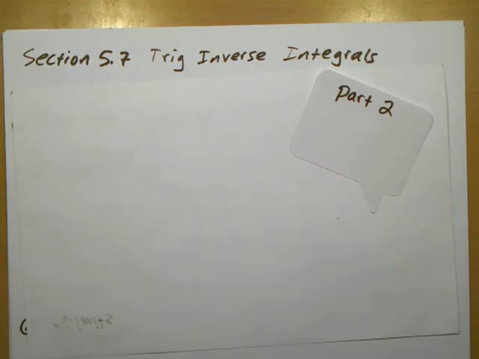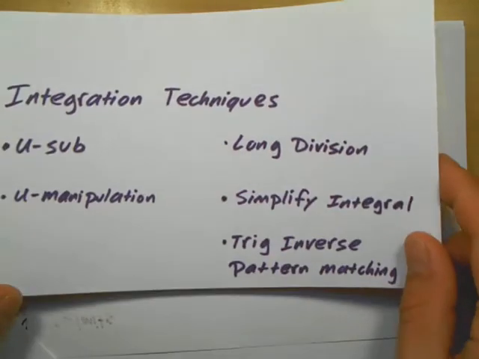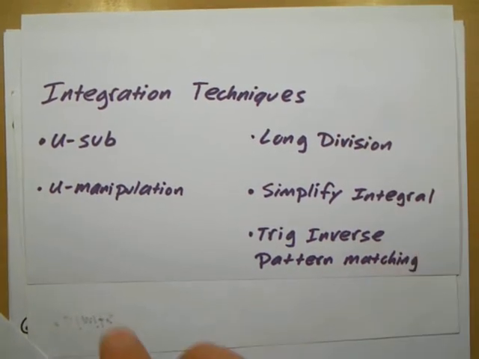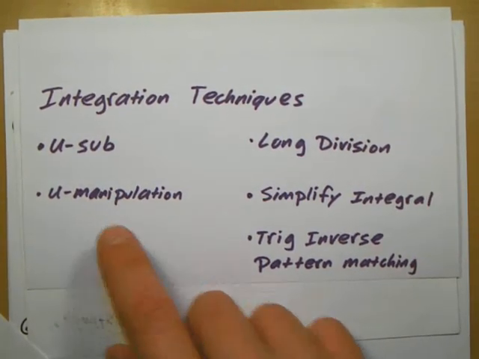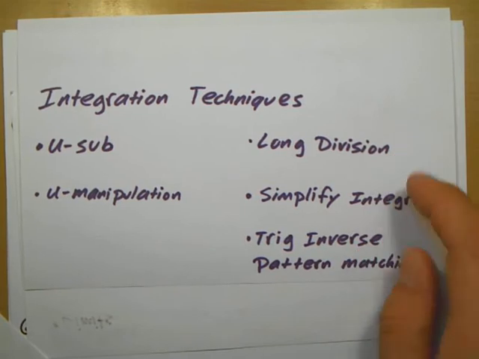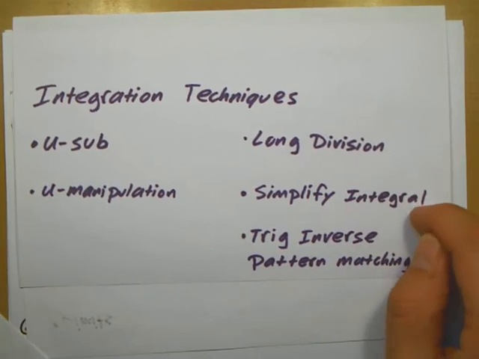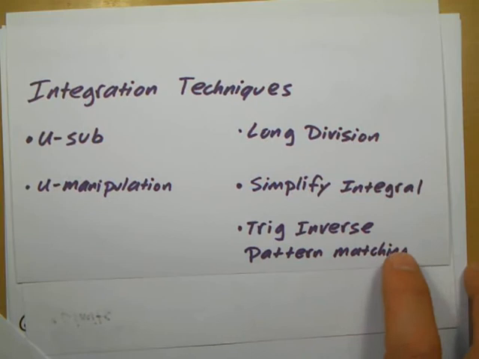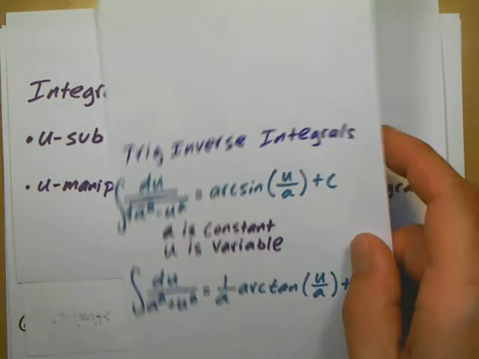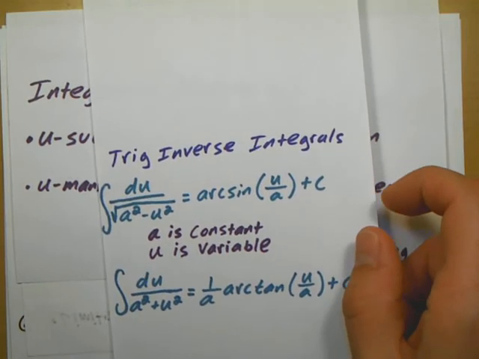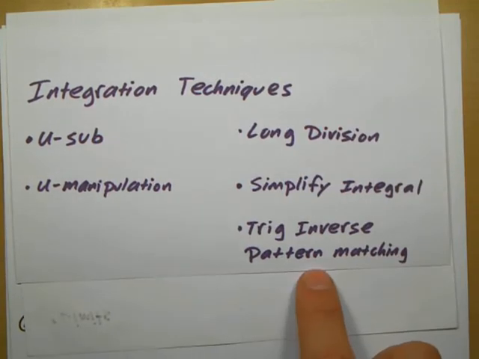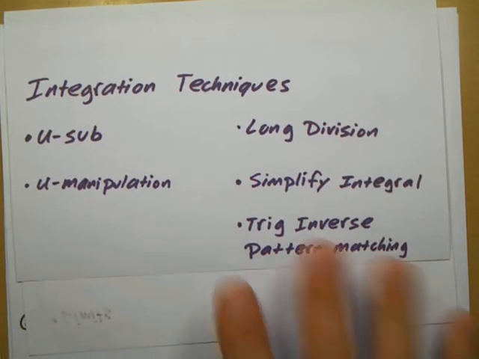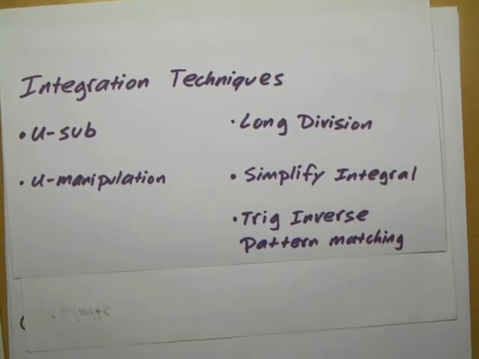So I made a list of the integration techniques that we've learned so far. These aren't the rules, these are just techniques. We've done the U sub, U manipulation, we've done one section that had long division. An integration technique that comes up a lot is to simplify the integral by either factoring out constants or splitting them up. And then as far as trig inverse ones, to me it's just a matter of matching the pattern. So these are the two trig inverse, just a matter of matching the patterns for finding trig inverse integrals. So I'm going to go over 3 problems and then give you guys one U-try problem at the very end.